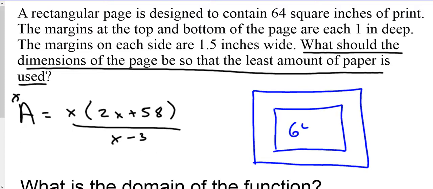Now, there's a bunch of different ways to solve this. But we do know that the margins on the top and bottom of the page are each 1 inch, and the margins on each side are 1.5 inches. Now we have to figure out the maximum area, or the minimum area, of this rectangular piece, which is located right here.